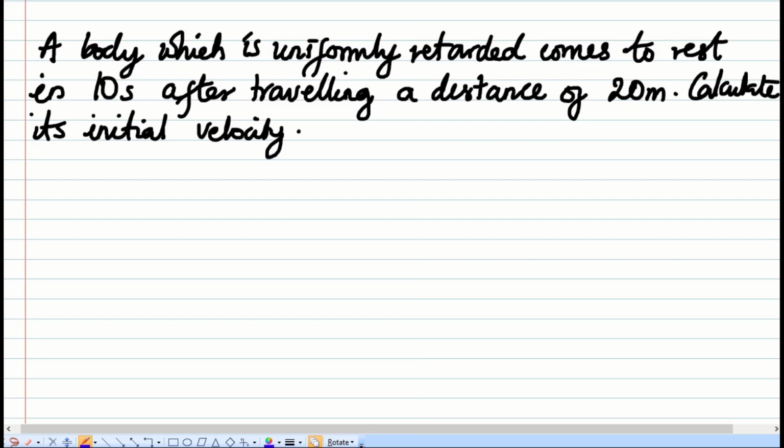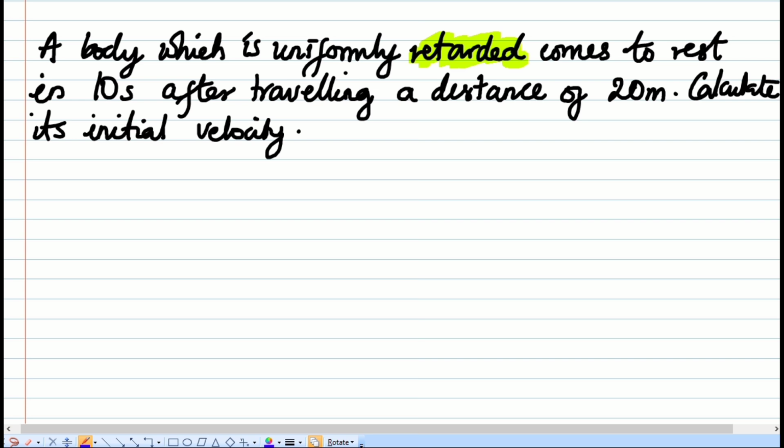Alright, today we are going to solve as many examples as possible on uniformly accelerated motion, so we can practice those equations we just derived in the previous video. The first question says a body which is uniformly retarded. Retardation simply means acceleration but with negative acceleration. When the acceleration is positive, the body is accelerating, meaning the speed is increasing, but when the speed is decreasing, it's retarding or decelerating.